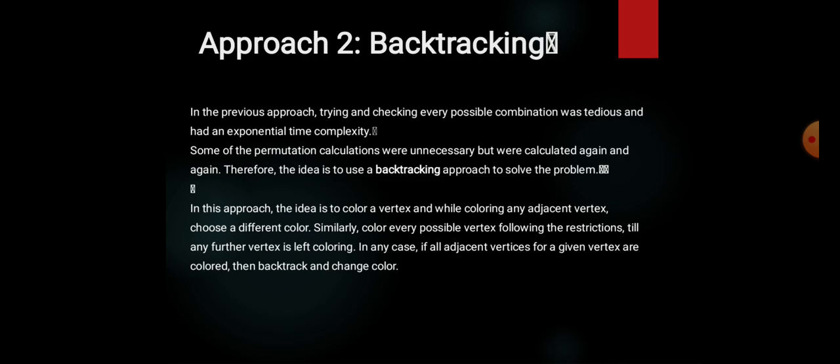In the backtracking approach, the idea is that we color the vertex. While coloring any adjacent vertex, choose a different color. Similarly, color every possible vertex following the restrictions we mentioned earlier, until no vertex is left uncolored. So we have to color the entire graph using this method.